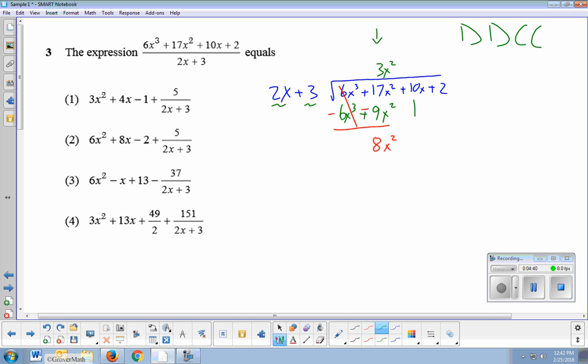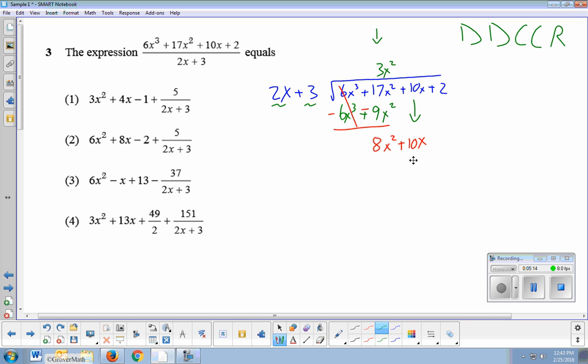Now I want to move down my next piece, 10x, and repeat the process. Divide, distribute, change, combine, repeat. I'm bringing down only one term because I'm working with binomials here. Again, if this was a trinomial, I'd bring down the next two terms, or however many I need to make it a trinomial. So we divided, we got that. We distributed to get that. We changed its signs, and then we combined to get this. Bring down a piece. Now I'm going to repeat the process.